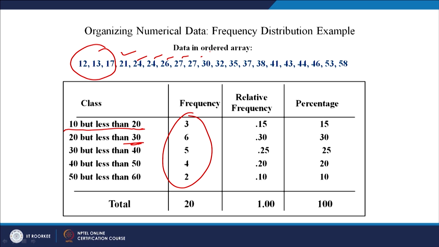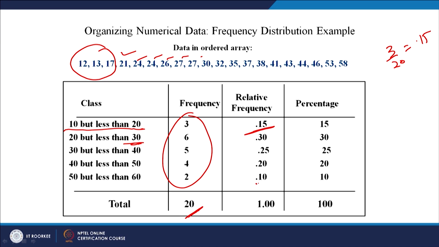Okay. So, this is how you can do it. Now, once you are done with this frequency, this total is 20 because you got 20 data points. Now, you can find out relative frequency, this is 0.15. How did you get this 0.15 relative frequency? This 3 by 20 is 0.15, right.